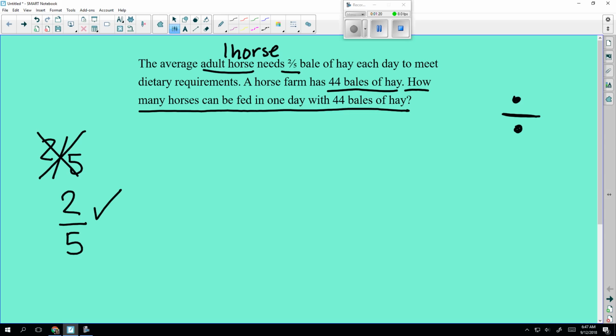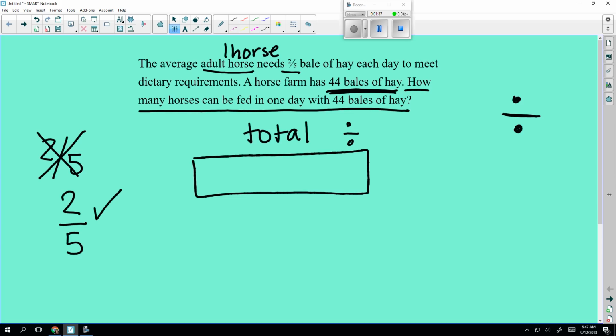So I want to ask you first, how are we going to solve this? What are we starting with? I noticed that I have 44 total bales of hay, right? And when I start with a total, that's my sign that I'm going to use division, okay? And so I'm going to start with a picture on these because it helps me visualize what I'm doing, okay? So this is my hay, and in here I have 44 bales of hay, okay?